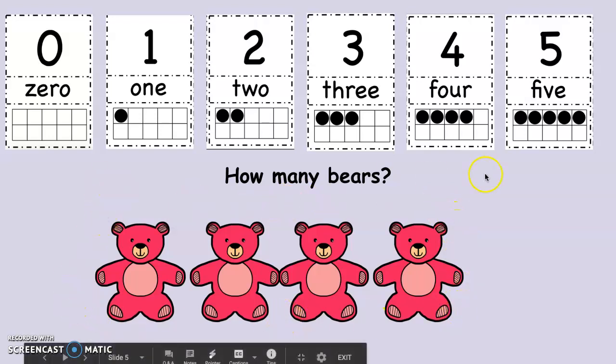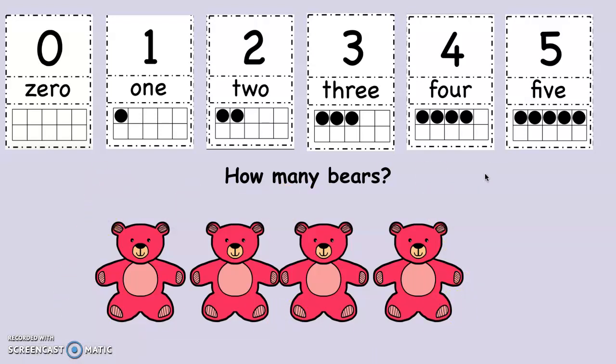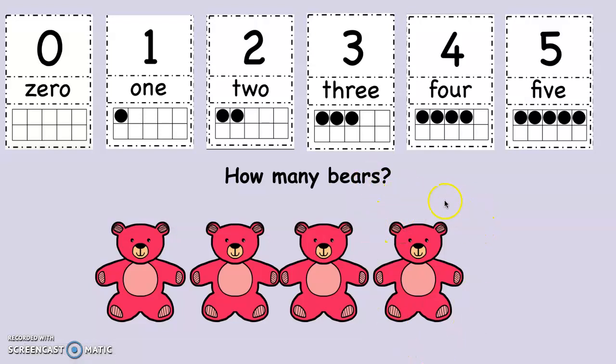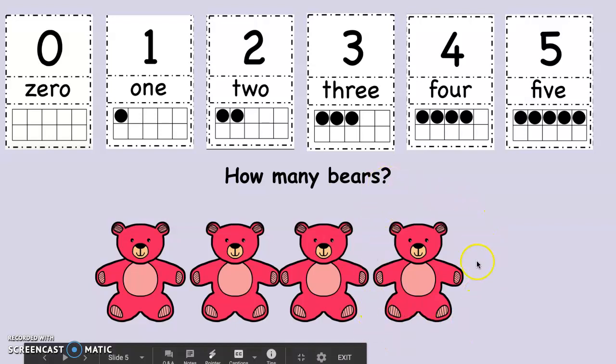There's one more thing that I would like to remind you of: when we're counting, the last word, the last number that comes out of your mouth, is how many bears you have. So for example, 1, 2, 3, 4. 4 is the last word that came out of my mouth, so that tells me that I have 4 bears. So how many bears do we have here? 1, 2, 3, 4. Good.